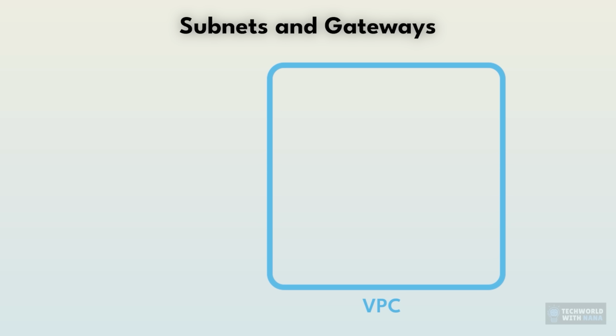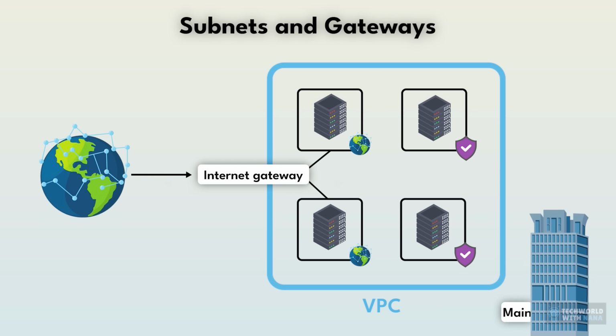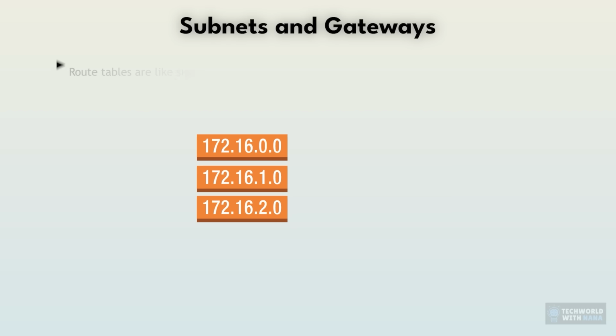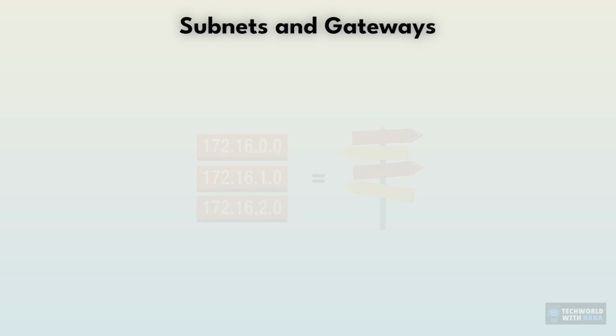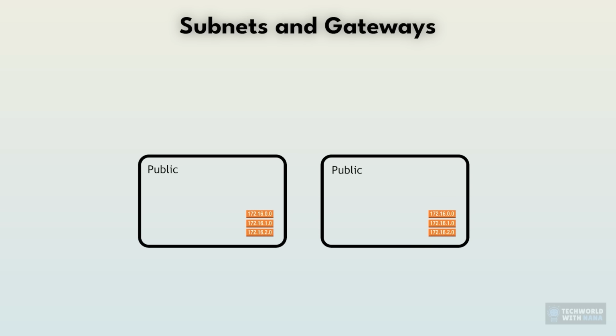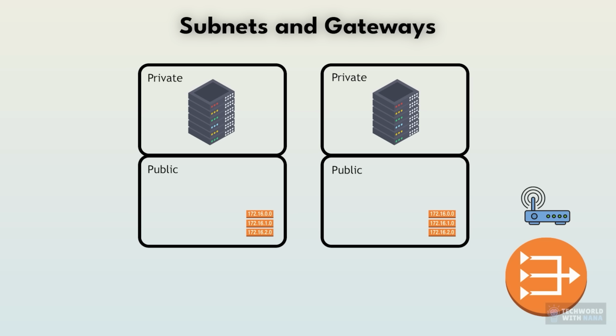Inside our VPC, we create subnets just like before. We still have public subnets for things that need internet access and private subnets for things that should be protected. We use an internet gateway to connect our public subnets to the internet. It's basically like a main entrance to our building. We have route tables, which are like signposts that tell the data where to go in our network. And each subnet has a route table that directs traffic. For private subnets, we use a NAT gateway. Remember NAT from earlier? It's the same concept, just managed by the cloud provider.